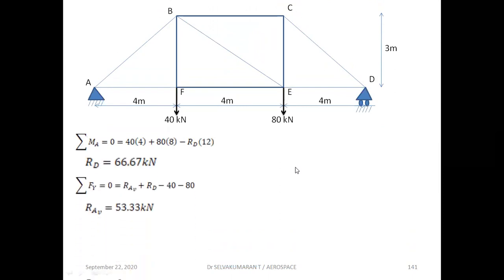RAB, RAD, RAH is 0 as it is in support. No horizontal or inclined loads are acting. Now, if I take this angle as theta, sine theta is 3 by 5 and cos theta is 4 by 5, hypotenuse is 5 because root of 3 square plus 4 square. So now we can see the joint A. I've taken the joint A.